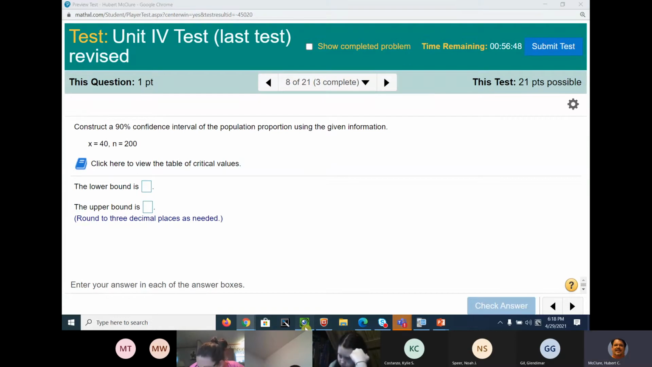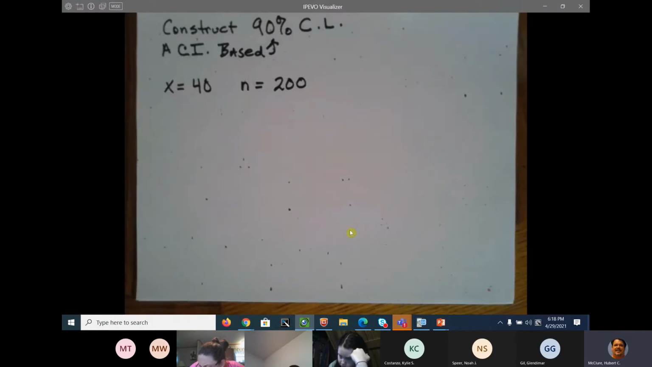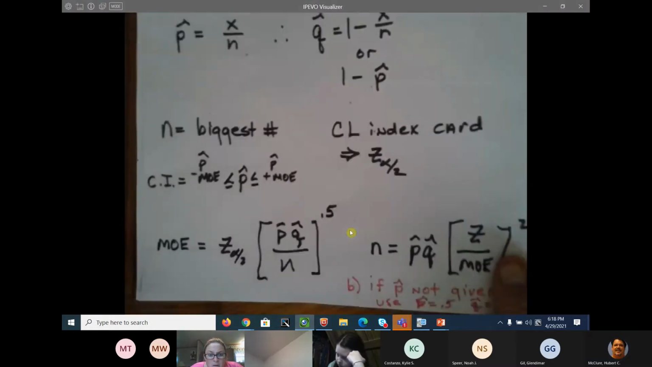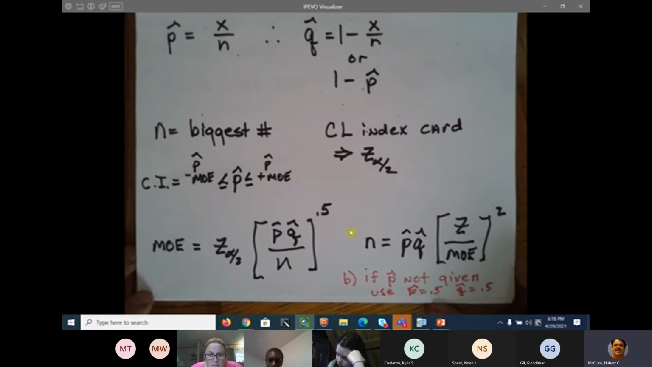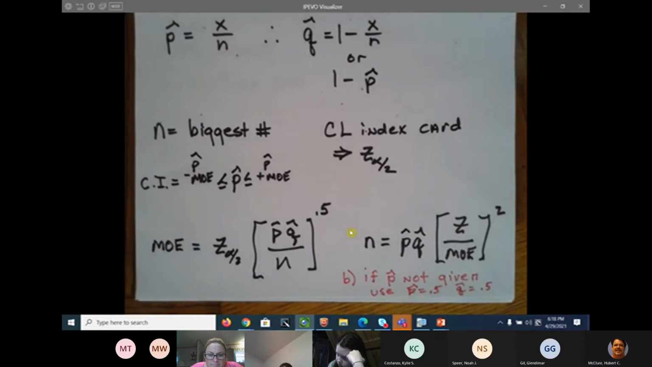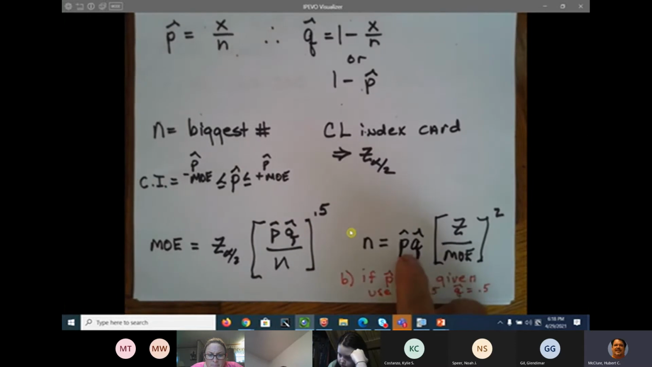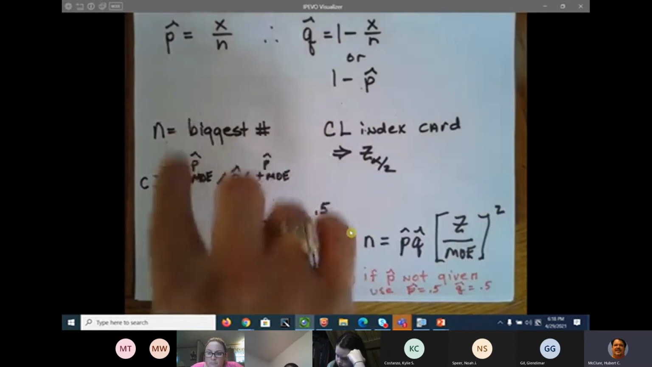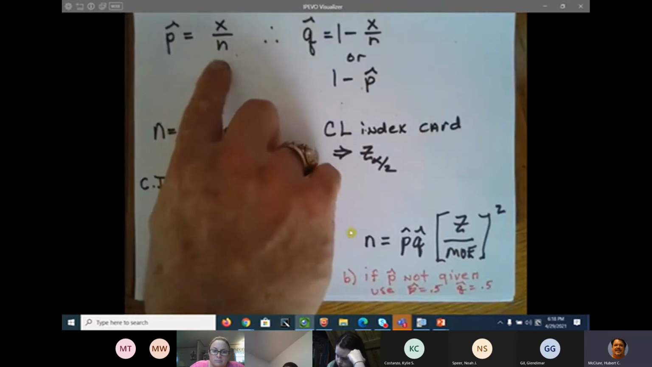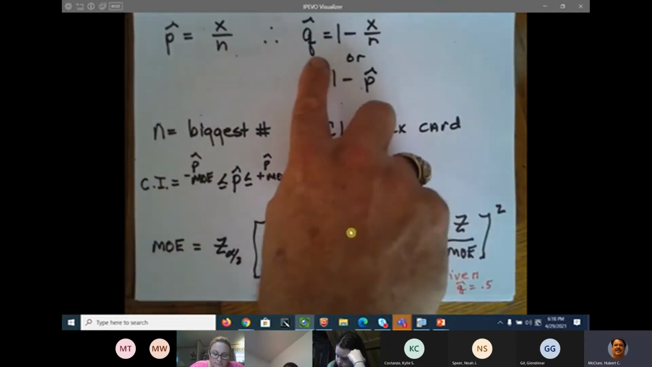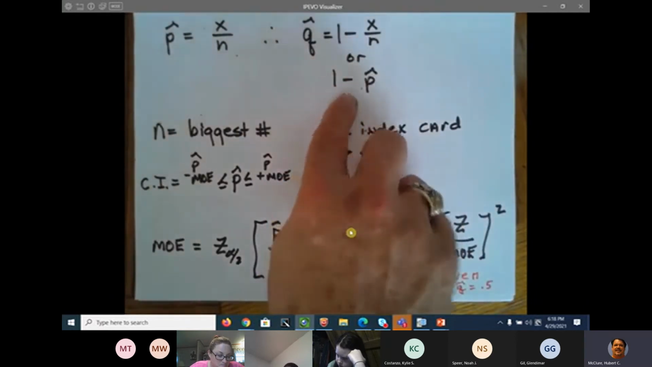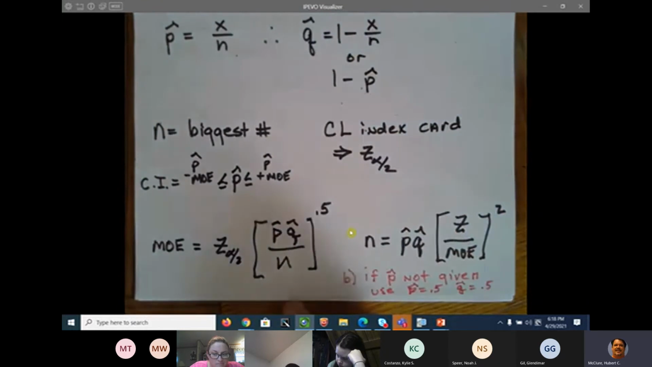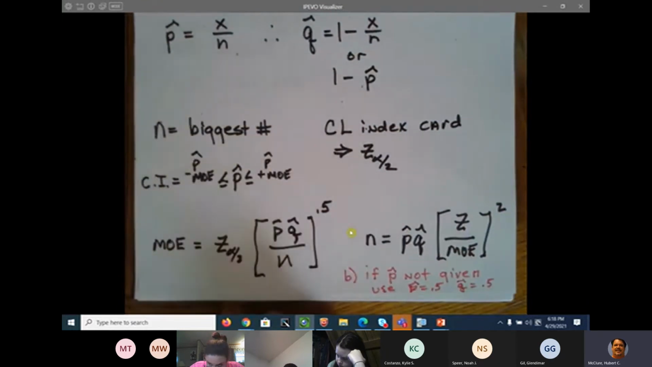So, remember at the beginning of class, I gave y'all this. That's your cheat sheet for 9.1. Now, we've already taught, the only thing new is this one down here. We just did that one. But this is all the stuff we've been doing. P hat is equal to X over N. Q hat is equal to 1 minus that P hat. N is equal to the biggest number always.